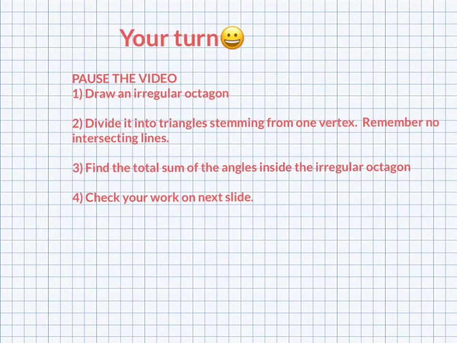All right, yay, now it's your turn. Pause this video, draw an irregular octagon, divide it into triangles stemming from one vertex. Remember, no intersecting lines. Find the total sum of the angles inside the irregular octagon, and then check your work on the next slide. All right, time to check and see how you did.